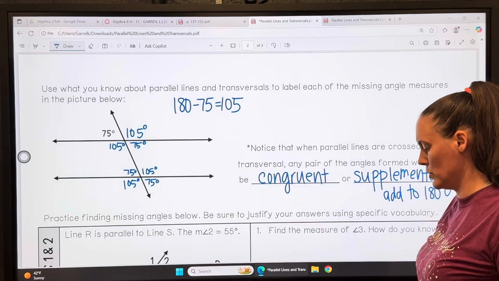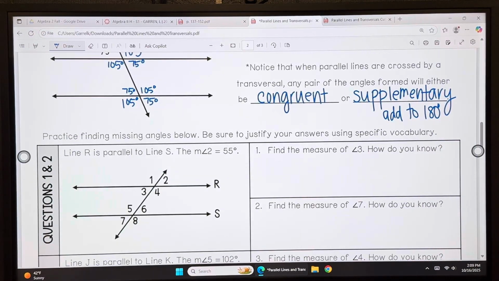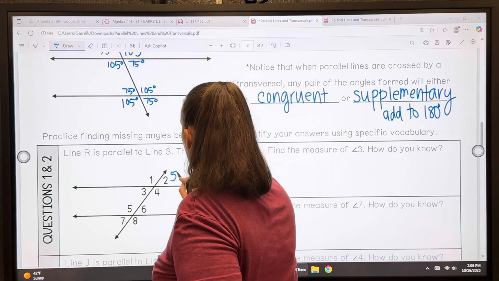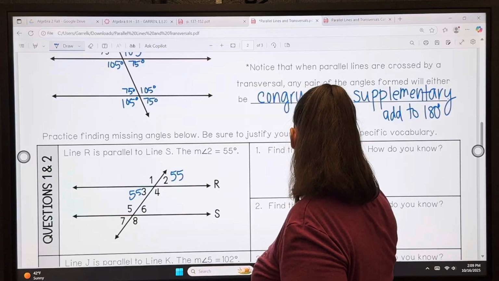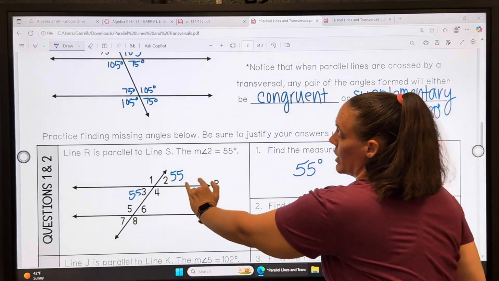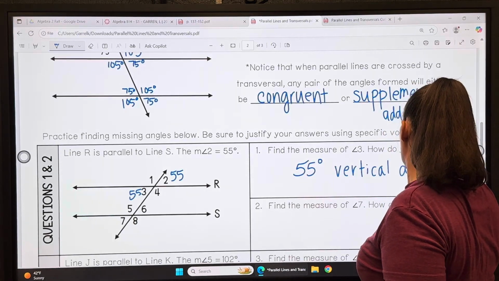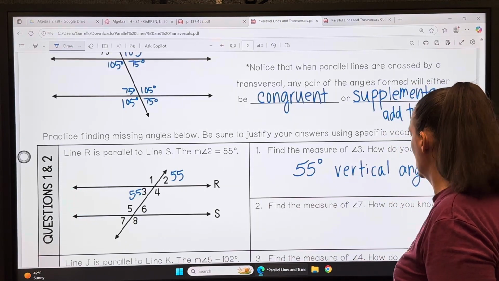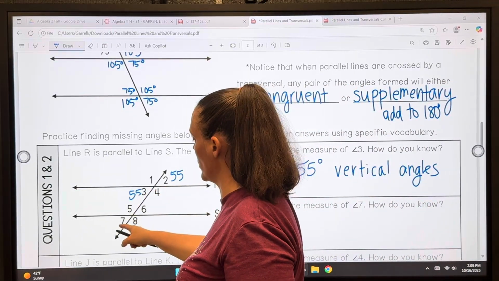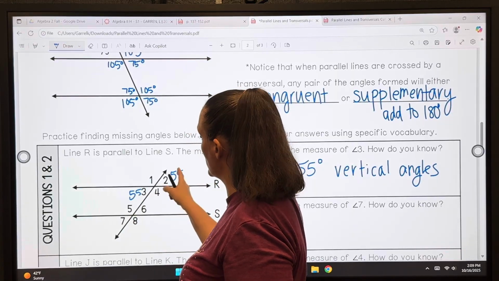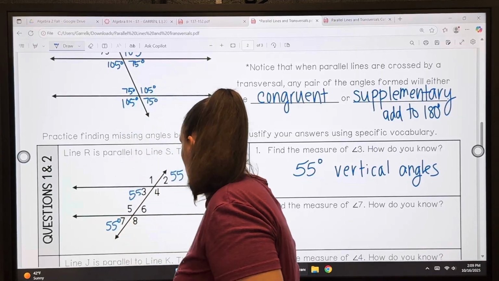All right, now we're going to use this figure right here to find angle measures. So they're saying angle 2 is 55, which means angle 3 across from it is 55. Now I need to give a reason, and if they're across from each other, they are vertical angles. So go to angle 7. 7 is in the corresponding position to 3, or 7 is an alternate exterior angle to 2, but it's also 55 degrees.